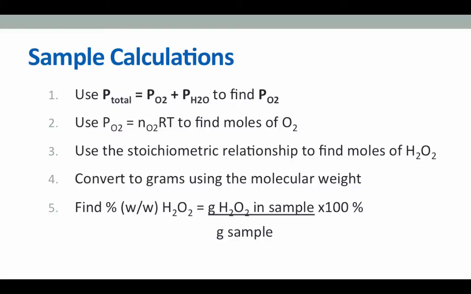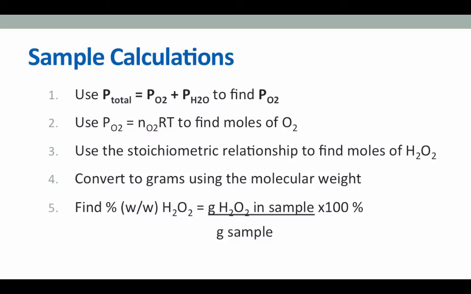In this experiment, we used the properties of ideal gases to analyze a sample for the content of hydrogen peroxide. We began by filling out as many variables of the PV equals nRT expression as we could, and then solved for the amount of gas produced. Once we knew the amount of gas, we related it to the stoichiometry of the chemical reaction with our reactant of interest, which was the hydrogen peroxide. We then used dimensional analysis to convert between the moles of hydrogen peroxide into grams and finally percent weight by weight.